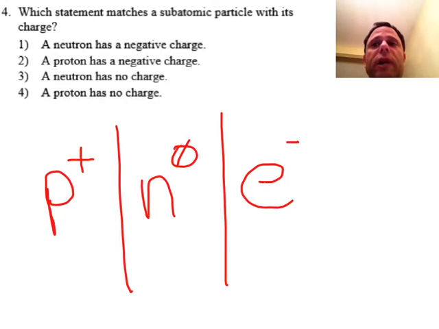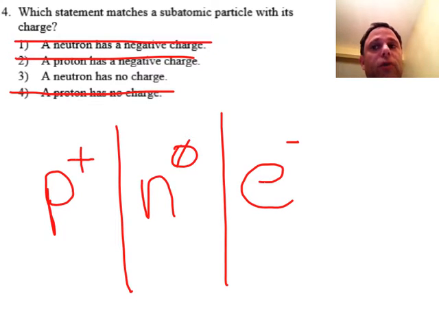Number 1 says a neutron has a negative charge? No. 2, a proton has a negative charge? No. I'll skip to 4 now. A proton has no charge? No. Number 3, a neutron has no charge?